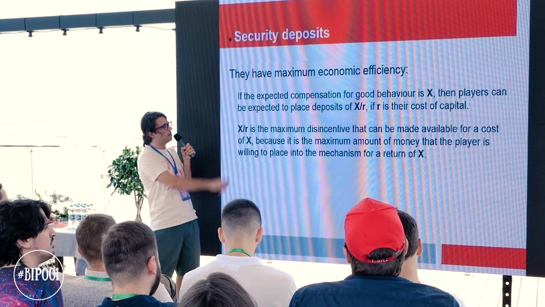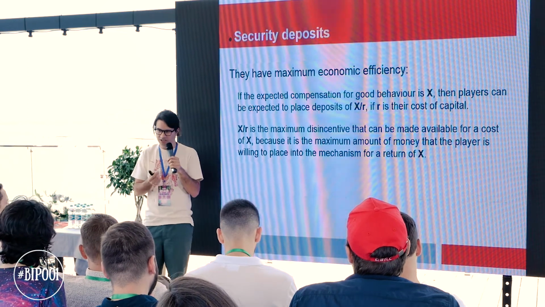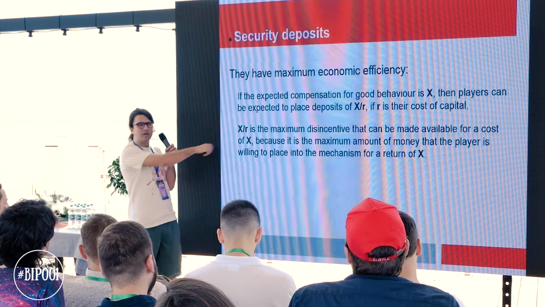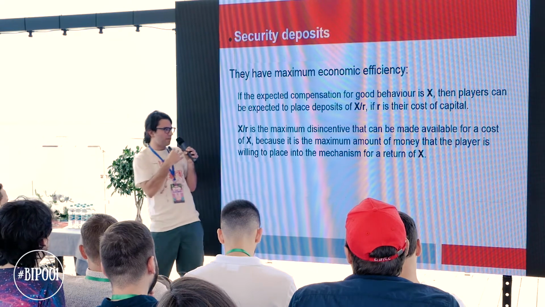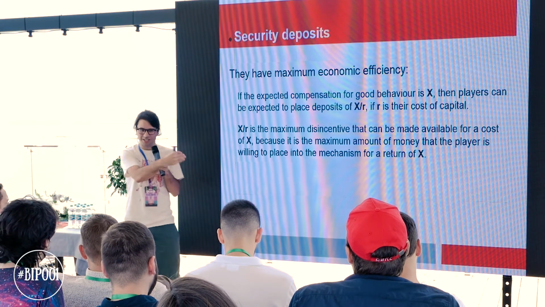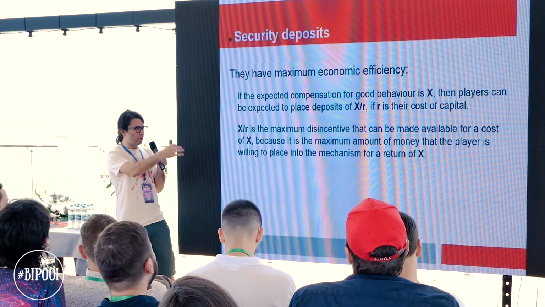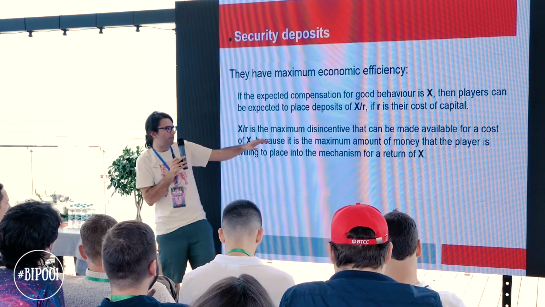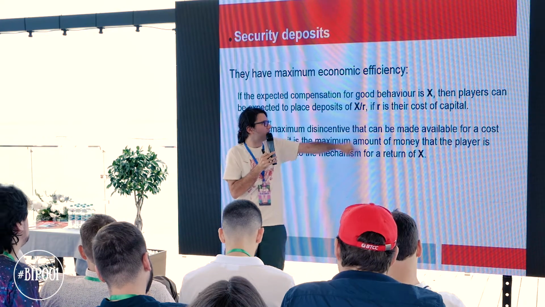This is kind of a claim, basically because if you're going to pay someone X dollars and you want to be able to disincentivize them as much as possible, then the best you can do is to require that they place the biggest deposit they'd be willing to in order to get a return of X, so that in the worst case they end up losing this X divided by R term, where R is their cost of capital for whatever term their deposit is on.